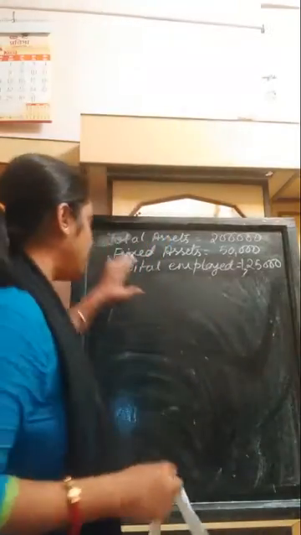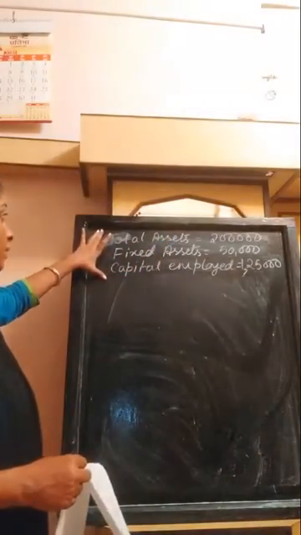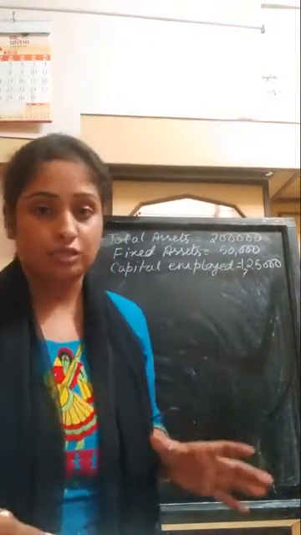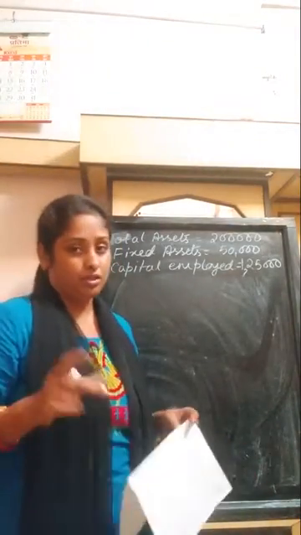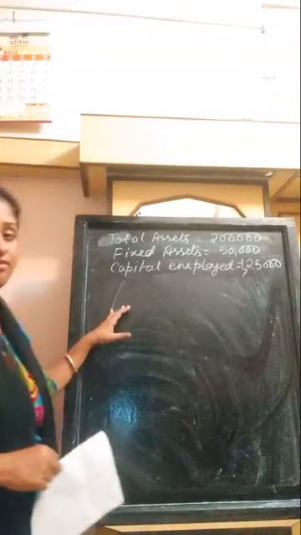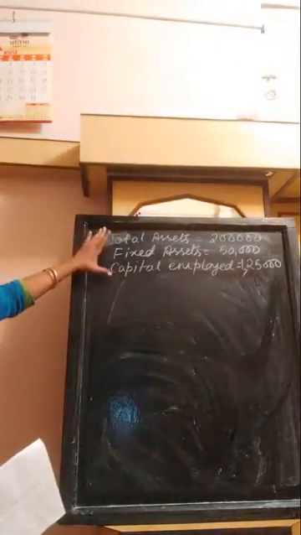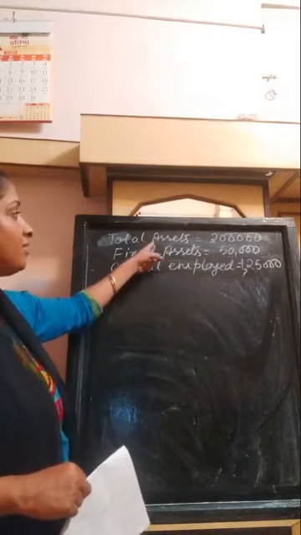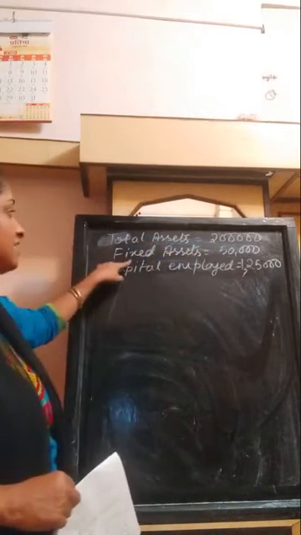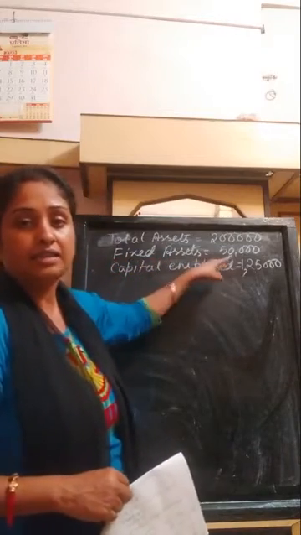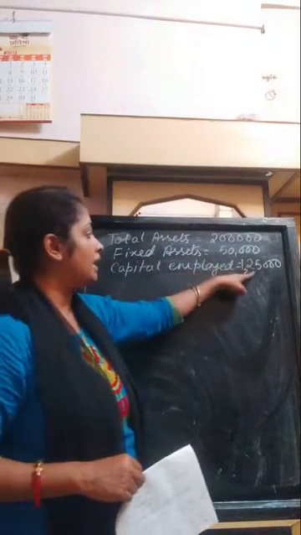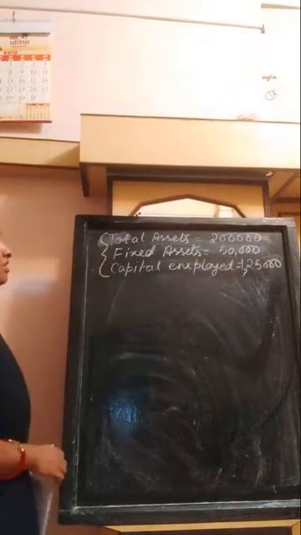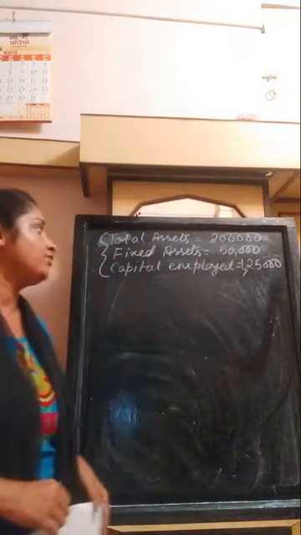The problems are very short and precise, but the solutions will be a little bit twisted. It is not so easy to solve. So please focus on today's class. In the first sum, only three basic pieces of information are given to you. The total asset is rupees 2 lakh, the fixed asset is 50,000 and the capital employed is 1,25,000. From these three pieces of information, you have to solve the sum.